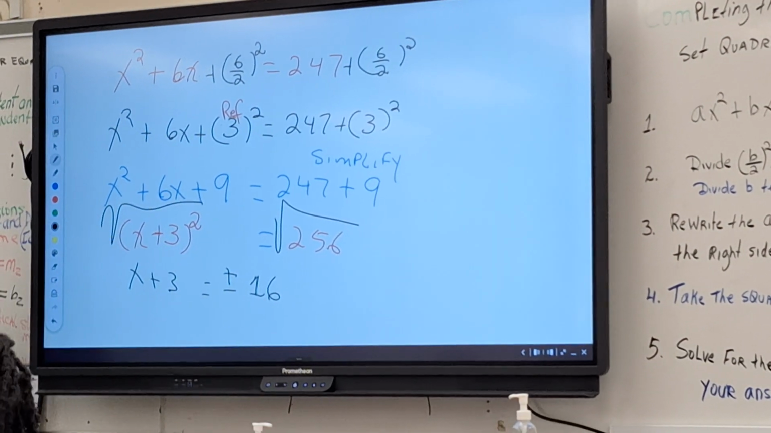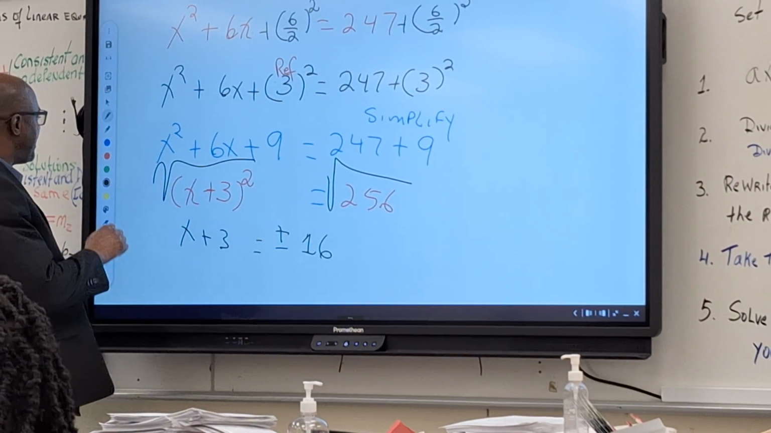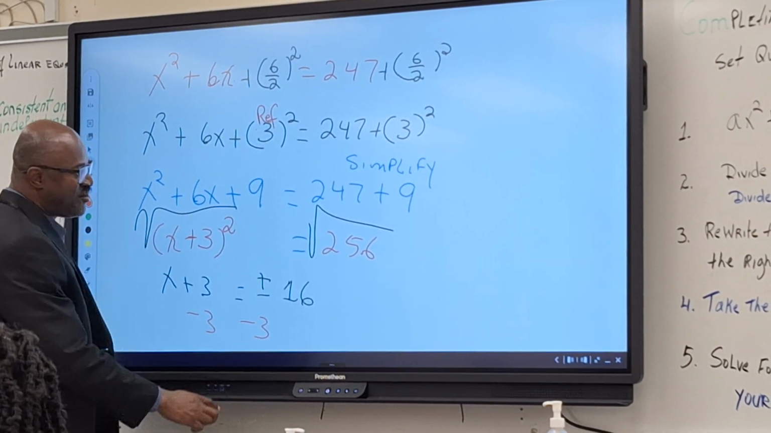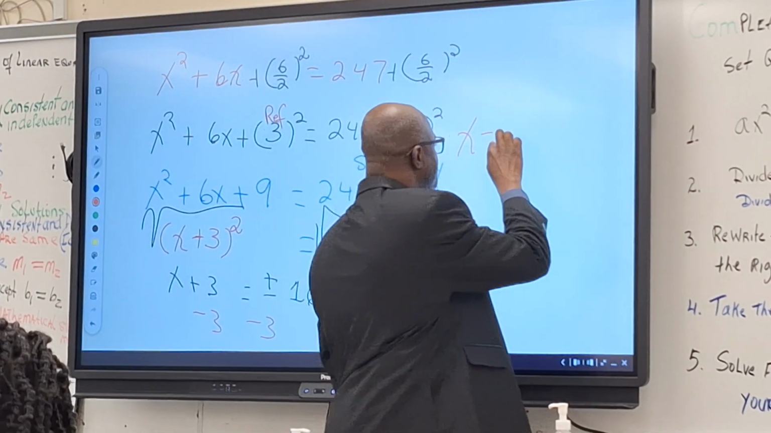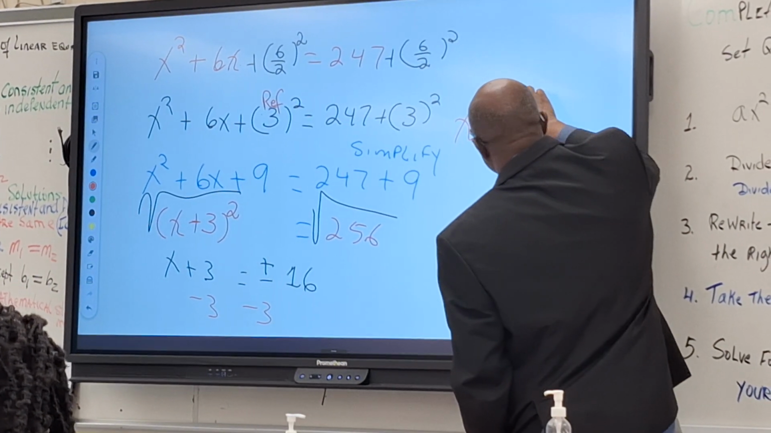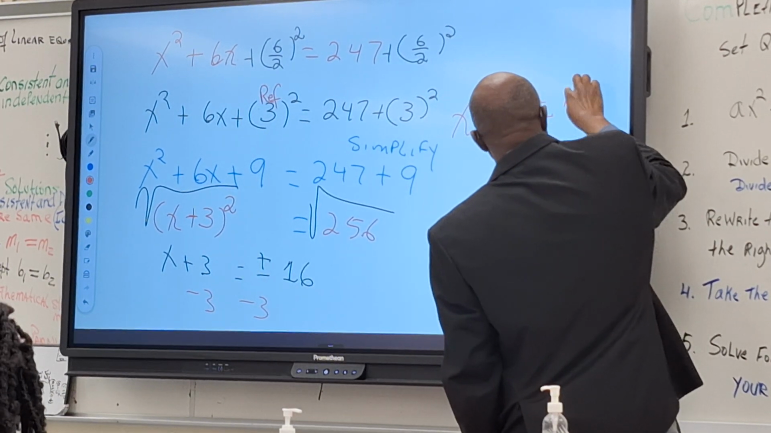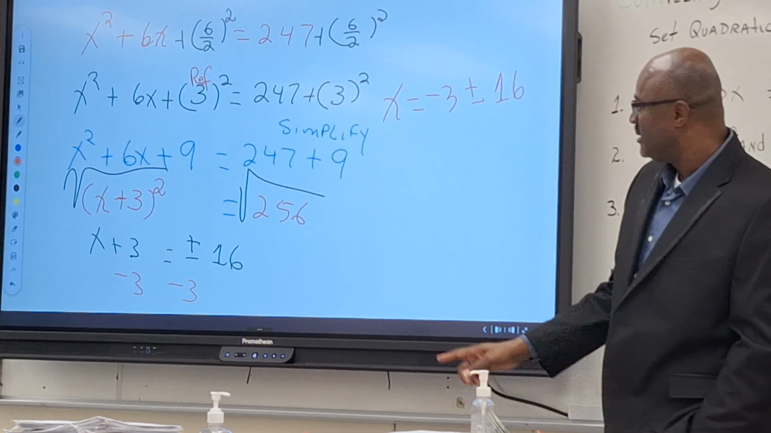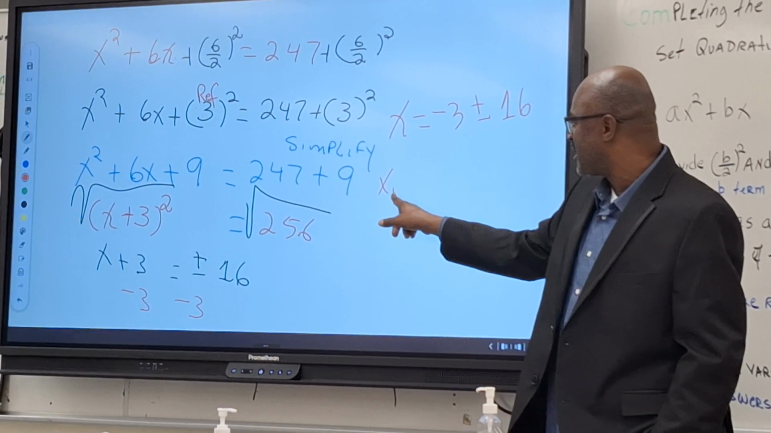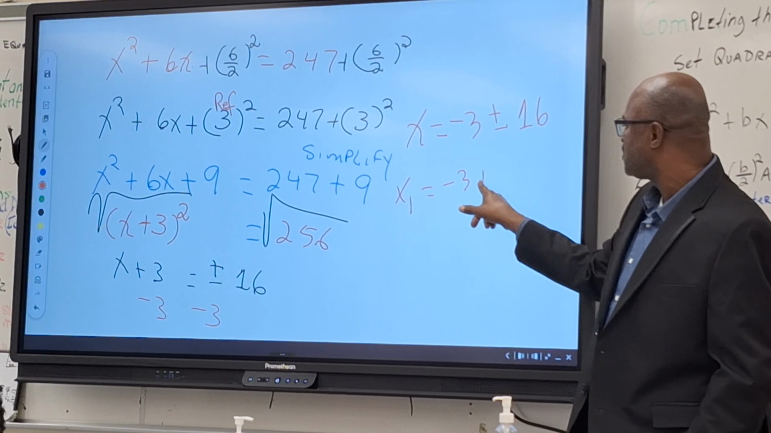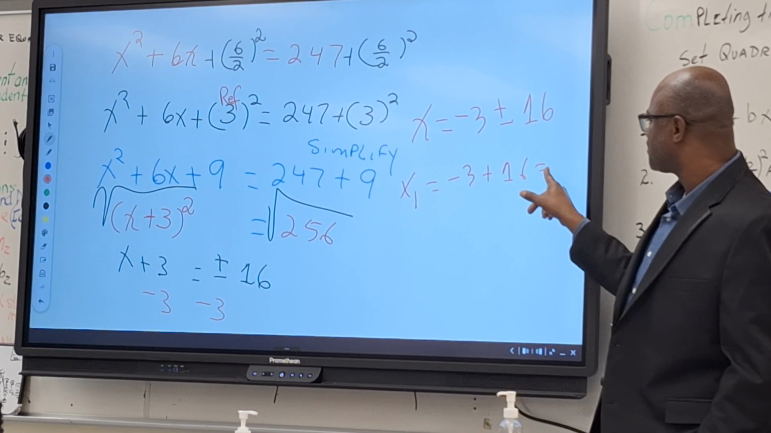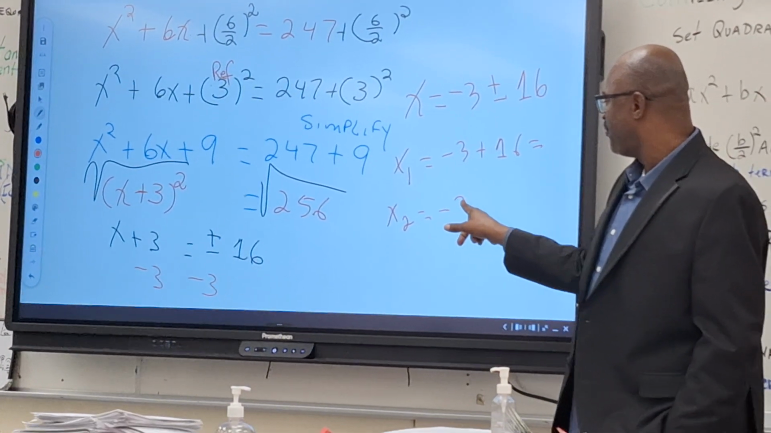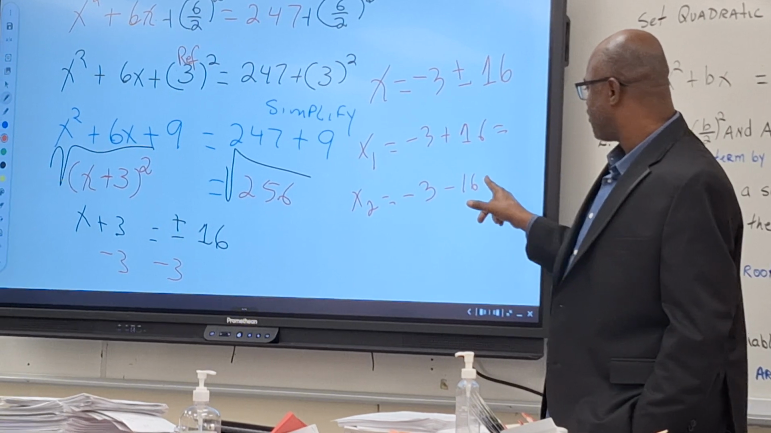Your next step, you need to solve for x. You want to find x. How will you find x by itself? Minus 3 on each side. And that will be what you end up with. You'll have x equal negative 3 plus or minus 16. I need to get 2 answers out of that. The first answer, x1, is negative 3 plus 16, equal to something. The second answer will be negative 3 minus 16, that would be your other answer.